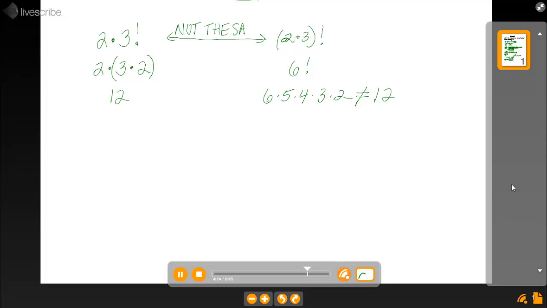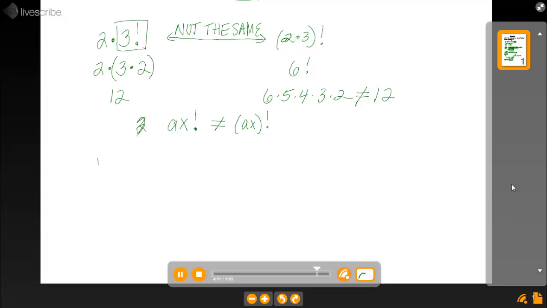That means it is important to recognize when to do factorial first. If there are no parentheses, it means that the factorial would be calculated first. In general terms, I guess we could say something like a times x factorial is not always the same as the quantity ax factorial. So it's important to just pay attention to that kind of thing.